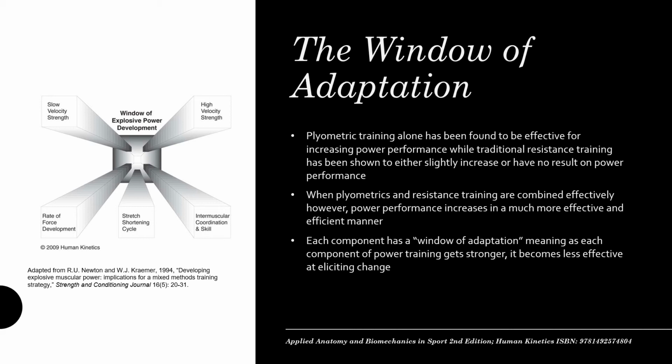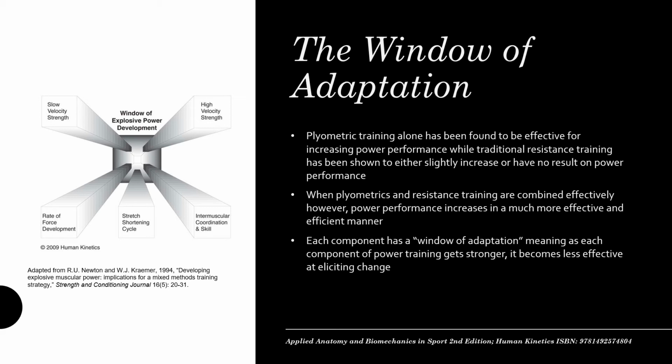So we have a couple different things that we can pull on. The components are called the windows of adaptation, meaning that as each component of power training gets stronger, it's going to become less effective at eliciting change. So if we look over here to the left, we have slow velocity strength. This is one of the safest ways to train somebody. But then eventually I'm going to get strong and it's going to stop being a good lever. So I'm going to have to switch to something else.